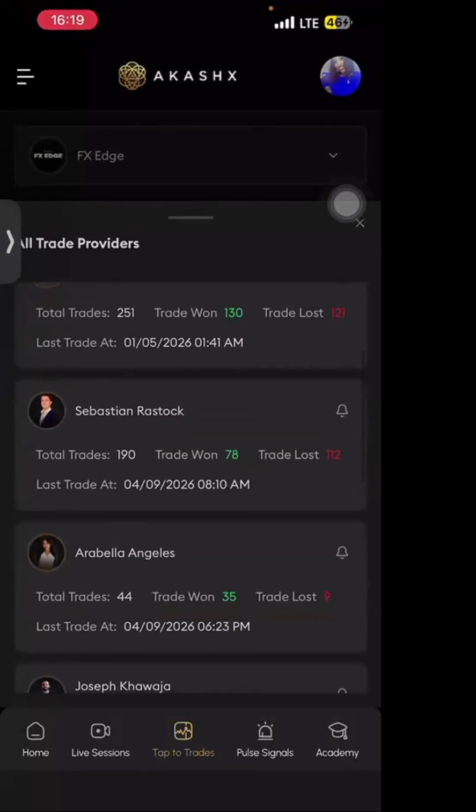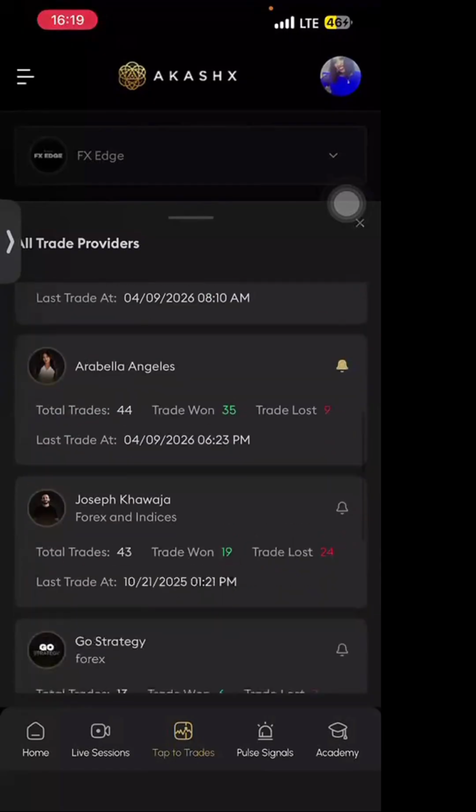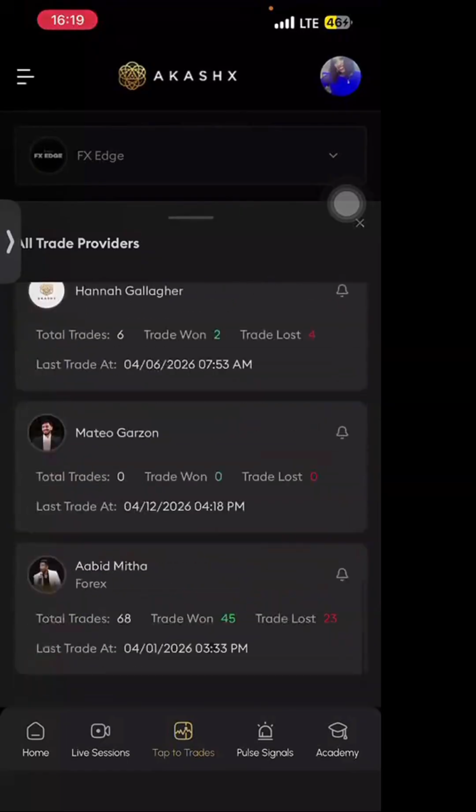Then I'll select this lady. She has called a total of 44 trades and she has won 35 trades and lost only 9. This is a very good trader. And she just started trading with Akashx. I'll select her.